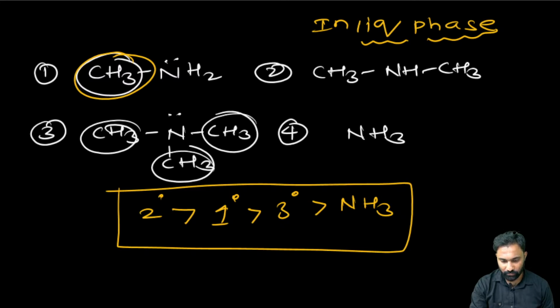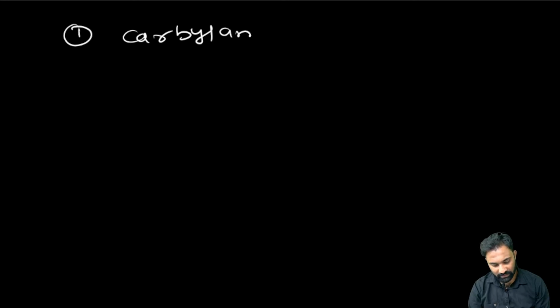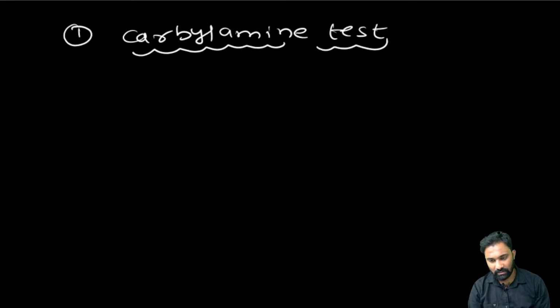Right. Now, the next topic we are going to see is the test for the amines. The first one we are going to see is the carbylamine test. This carbylamine test will be given only by the 1 degree amines that we know. Clear? Now the 1 degree amines.